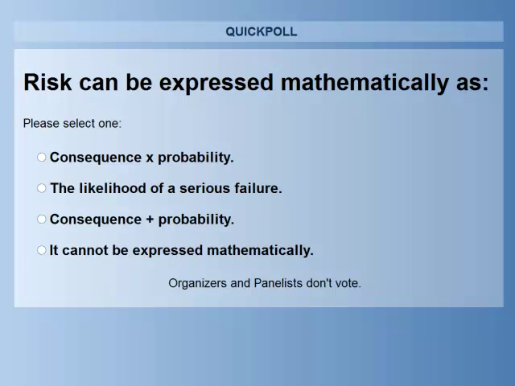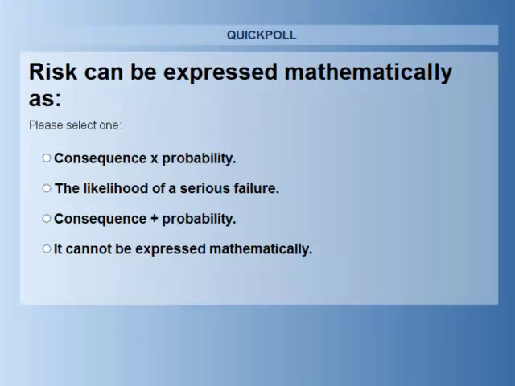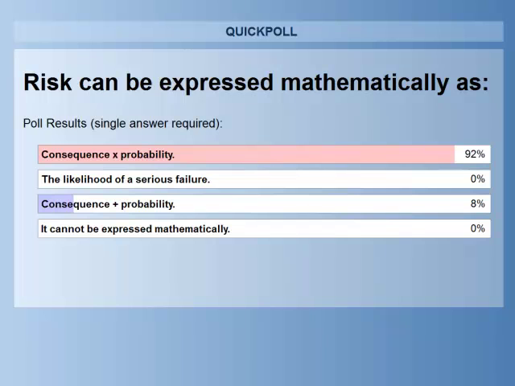Just take a moment, indicate. We'll see how well you've been listening here. We're going to give it about 5 more seconds. Everybody's on here, it seems. And we're going to go ahead and close and share. Mike, 92% said consequence times probability. No one said that it's the likelihood of a serious failure. 8% said consequence plus probability, and 0% said that it could not be expressed mathematically.